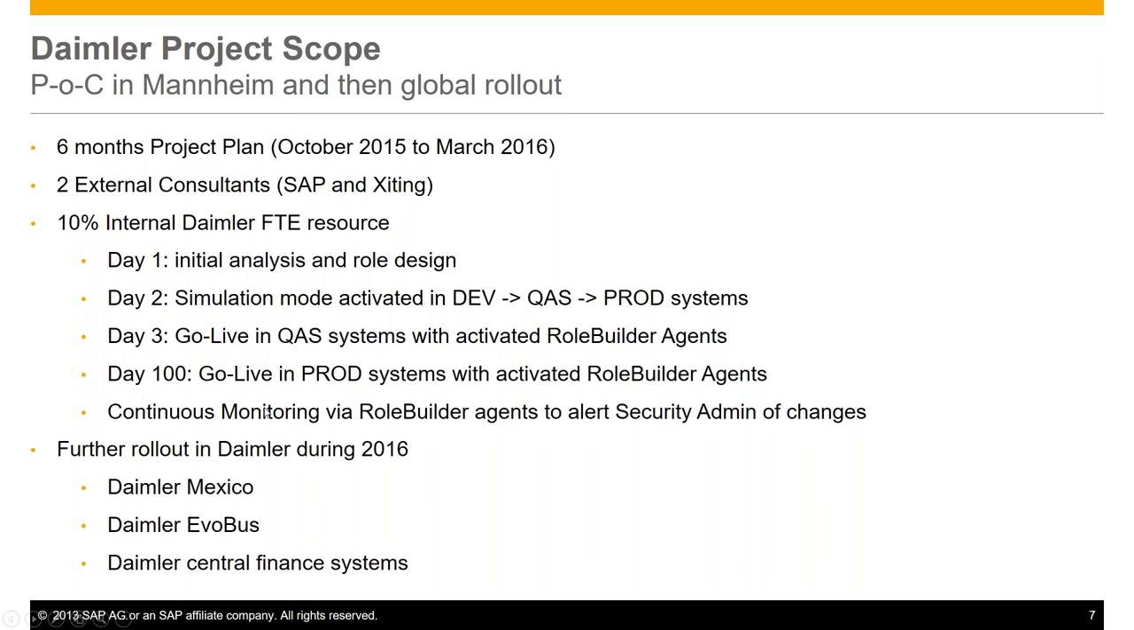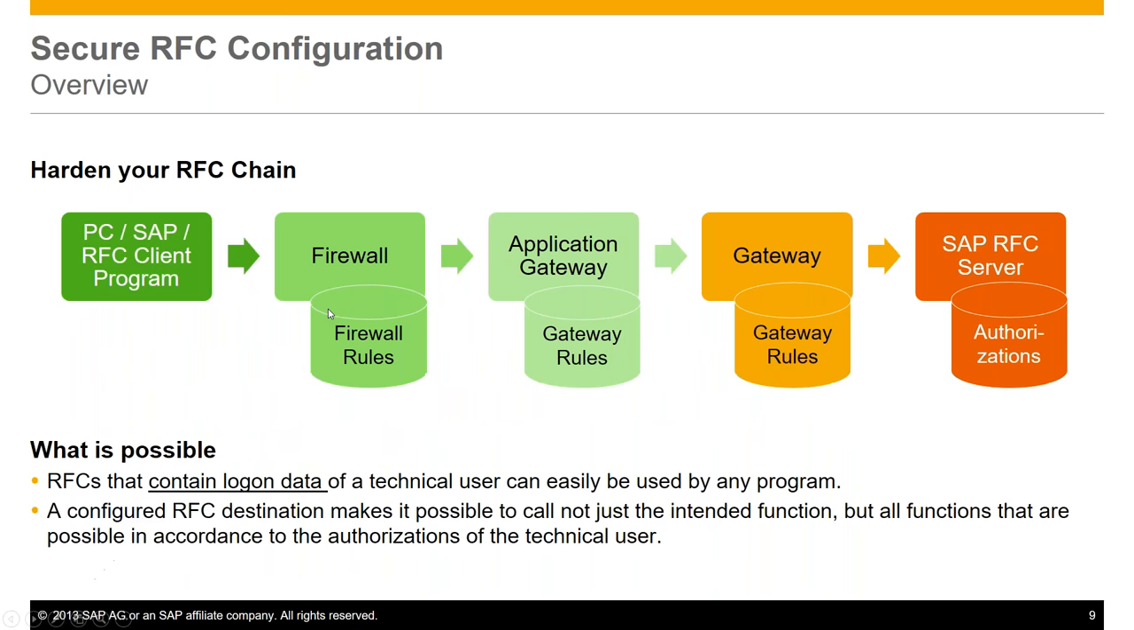Then once we had completed this POC in the Daimler Mannheim plant, we continued the rollout in Daimler Mexico, Daimler Evobus, and the rest of the central finance systems that have the same connections with the same authorization requirements, but running against all systems in the whole of the Daimler group. So the scope for further rollouts was changed to roll out certain scenarios of these RFC connections and not system by system, which is also what we had recommended.